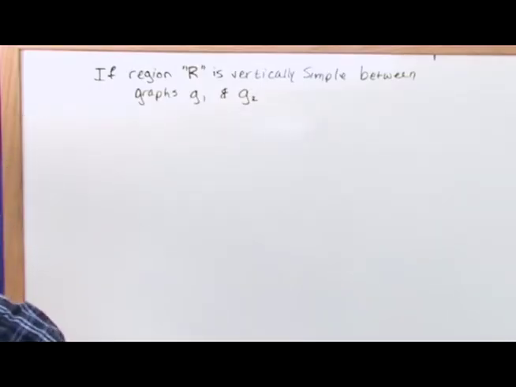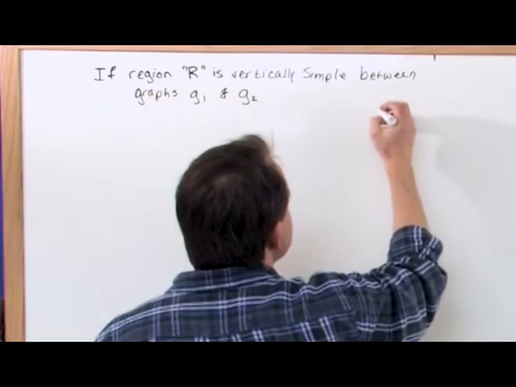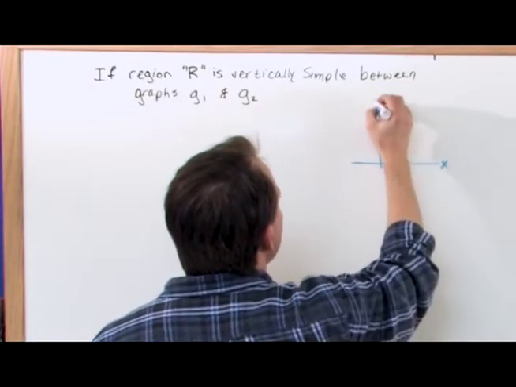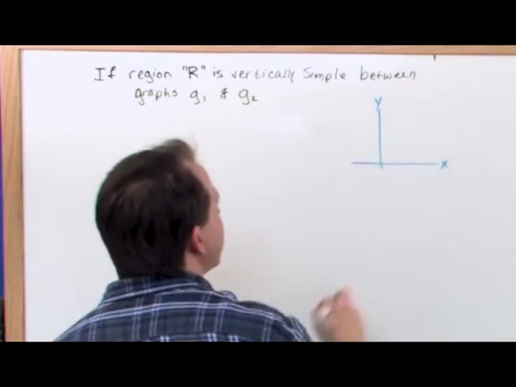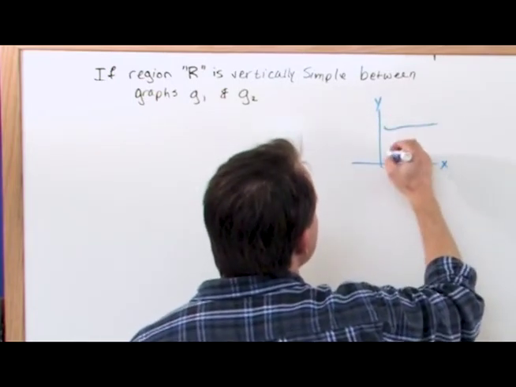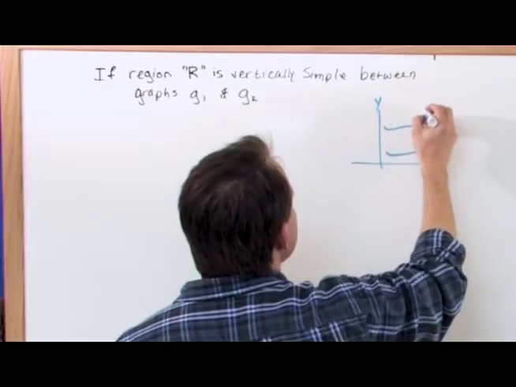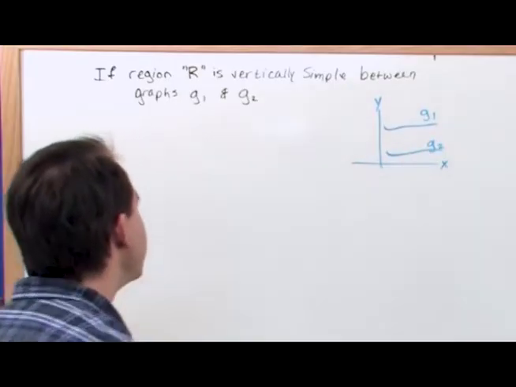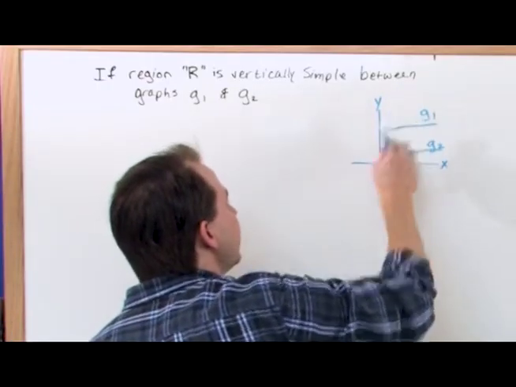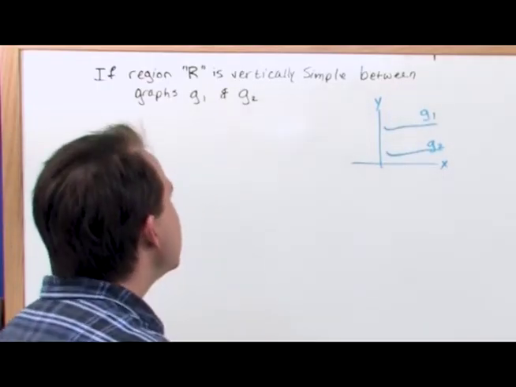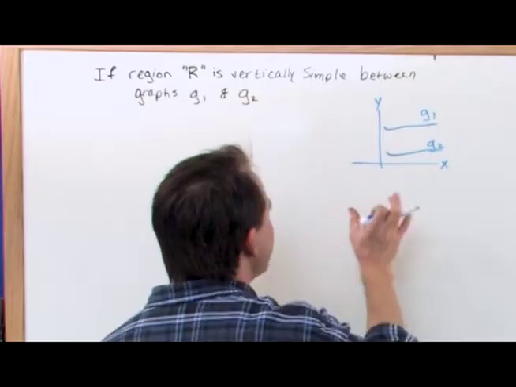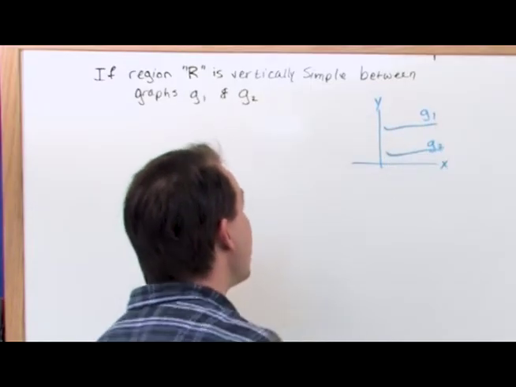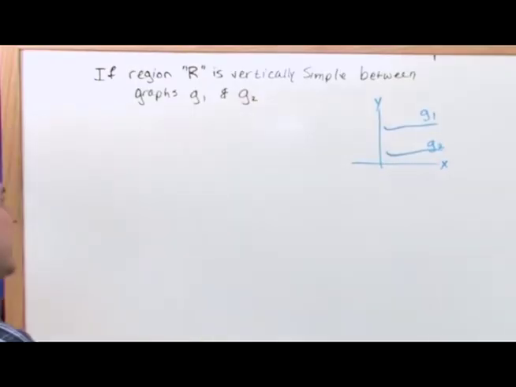And what I mean by that is we're looking down on the x, y plane, okay? So here's a function here, and here's a function here, and this is G1, and this is G2. This is vertically simple because I can cut through each function only one time, okay? What I'm going to end up doing is using these functions to form my region R that I'm integrating over, okay?